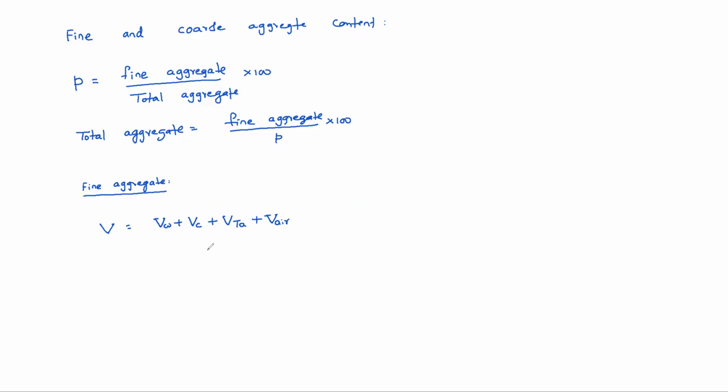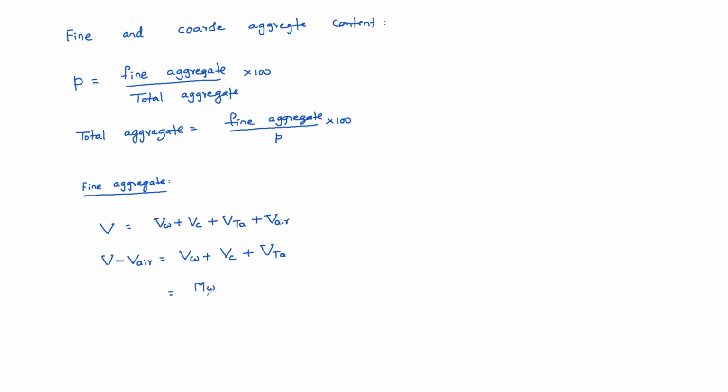Now you see the volume of air, you know how much percentage. V minus V air equals volume of water plus volume of cement plus volume of total aggregate. That's all. Now you see, volume of water is nothing but mass of water, you know, mass of water.